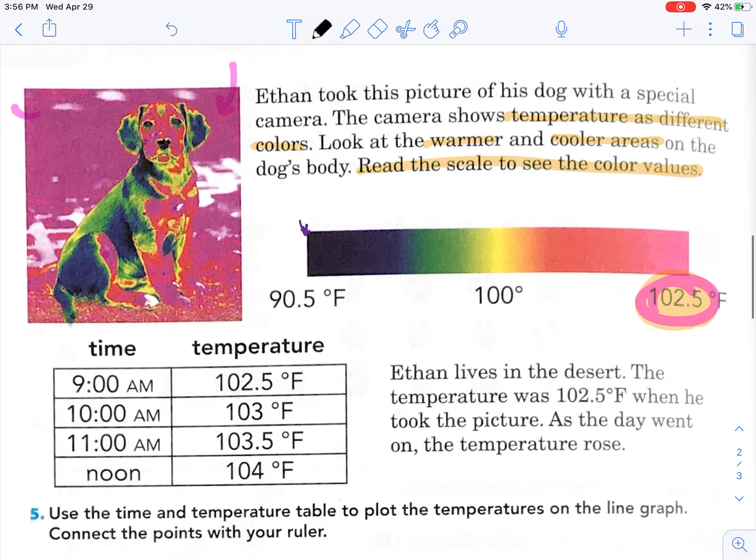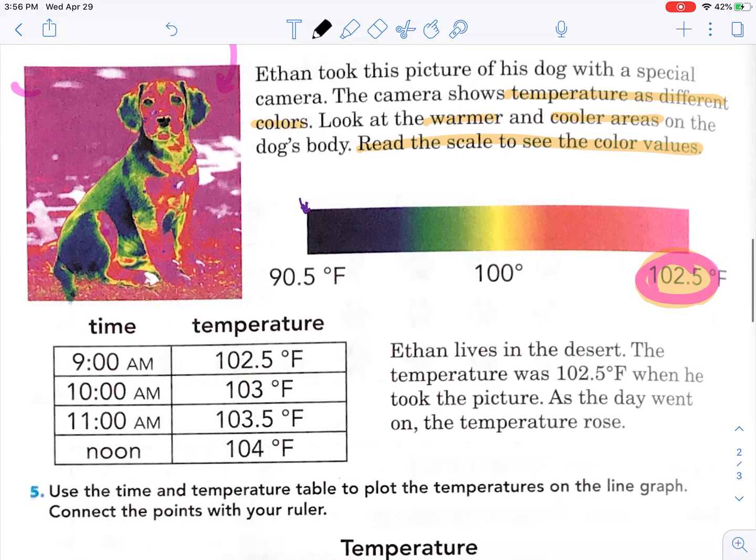Okay, so now let's see what they want us to do. It says Ethan lives in the desert. The temperature was 102.5 when he took the picture. As the day went on, the temperature rose.